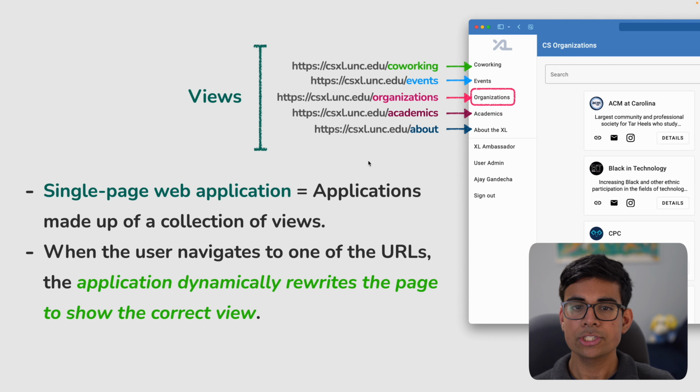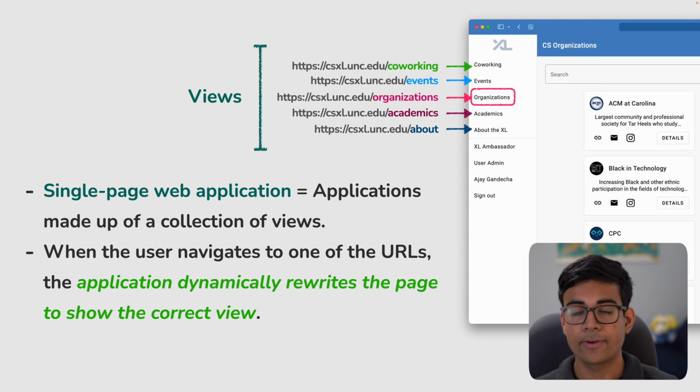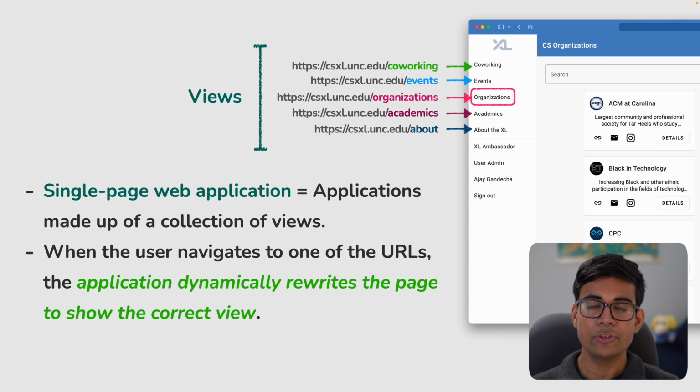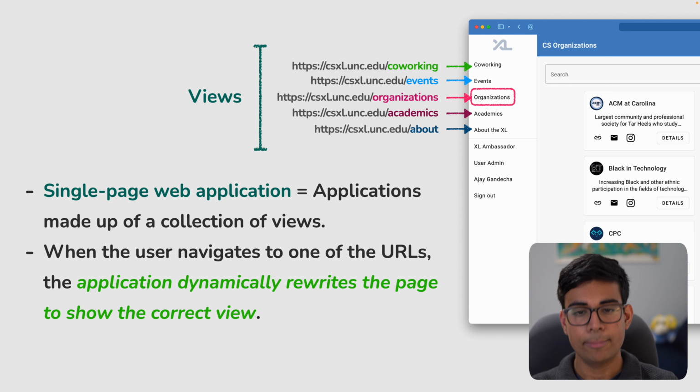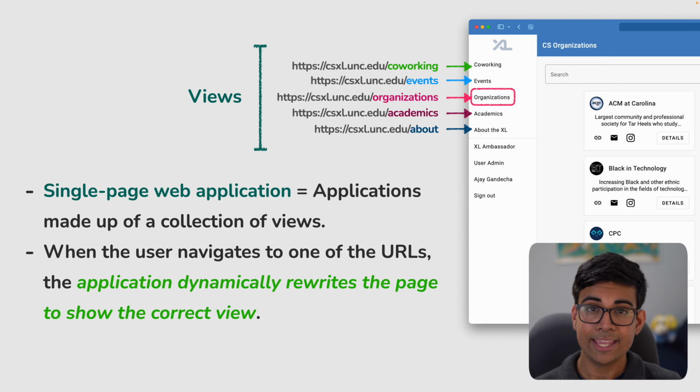And so each of these options is associated with its own view or screen that we essentially see, right? For example, my organizations view is at the csxl.unc.edu/organizations URL. However, the co-working view is at the co-working URL, events has its own URL, etc. And so a single page web application is essentially an application that is made up of a collection of these views. However, we have one page, and whenever we navigate to a new URL, our page dynamically changes to the view that we want to show, right?